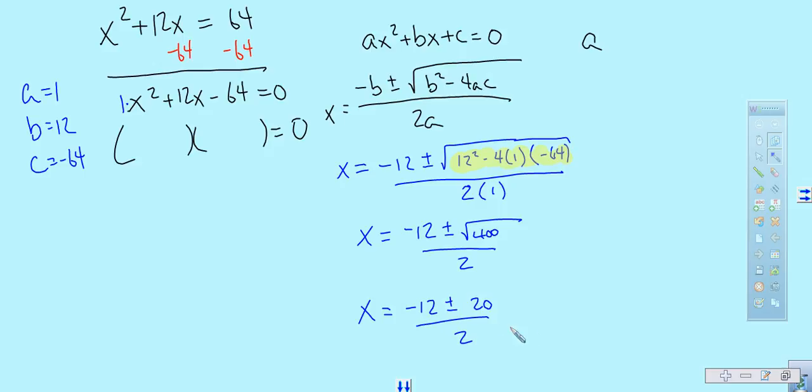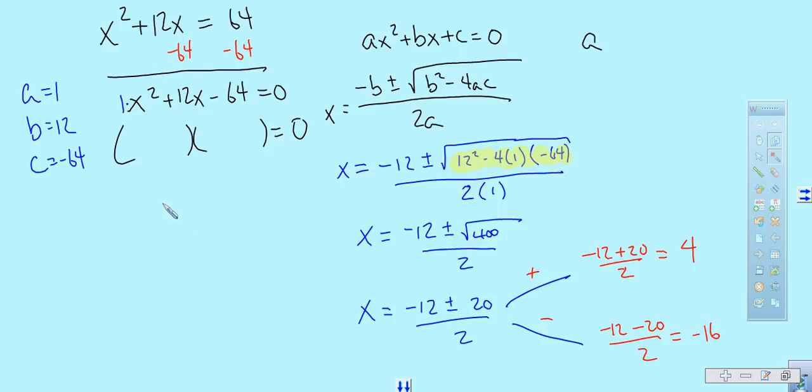Now recall that gives me two possible solutions. I could simplify this right now, but I'm going to go ahead and break it off into the two solutions, the addition and the subtraction. So I have negative 12 plus 20 divided by 2, and we have negative 12 minus 20 divided by 2. In this case here, that's going to be 8. 8 divided by 2 is 4. In this case here, that's going to be negative 32. Negative 32 divided by 2 is negative 16.